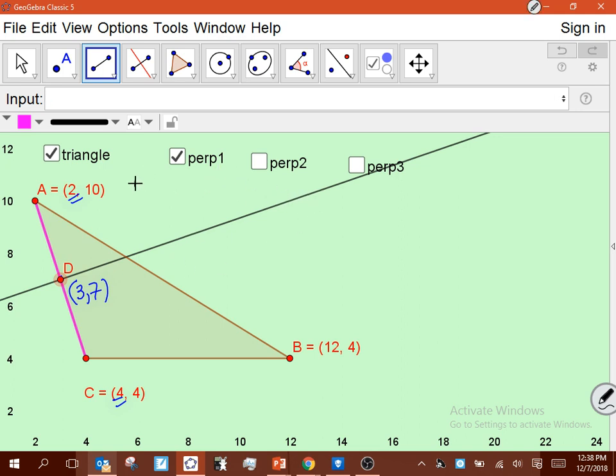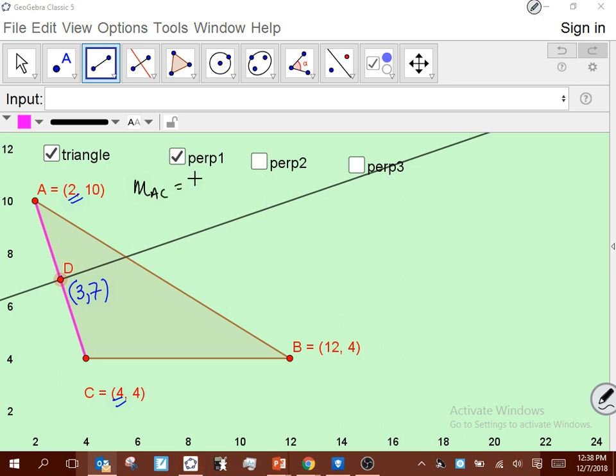So the slope of AC, the purple line, is going to be what? 10 minus 4 over 2 minus 4. So we get 6 over negative 2, so I get negative 3, right? So the slope of the purple line is negative 3. What is the slope then of the black line? 1/3. Okay? So slope of this black line is 1/3.